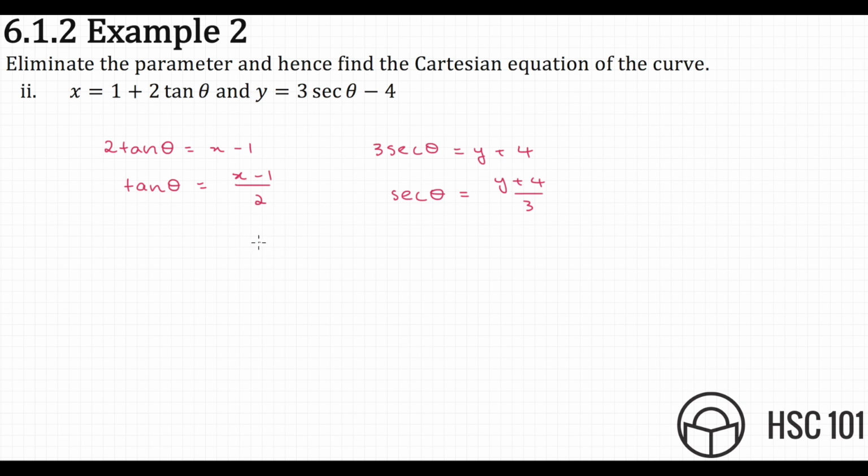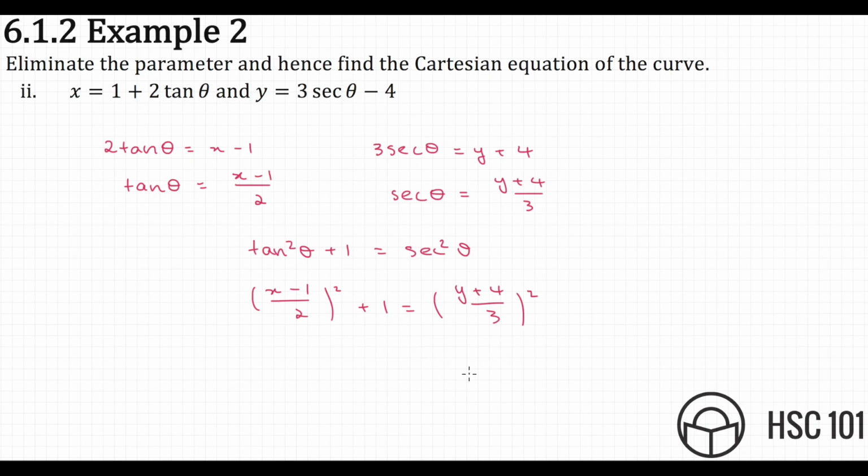And the trick here is to recognize that tan squared theta plus 1 equals sec squared theta. So if that's the case, I can say that tan squared theta, that's going to be (x minus 1) over 2, squared, plus 1 is equal to sec squared theta, which equals (y plus 4) over 3, squared. And you can see that the resulting equation no longer contains any theta. So this is the Cartesian equation that we have.